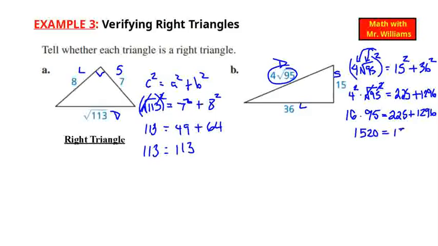And does that equal 225 plus 1,296? The answer is no, it does not. So this triangle is not a right triangle.